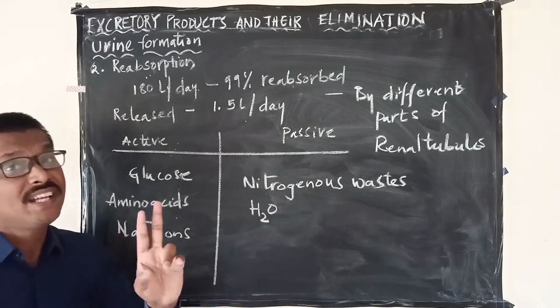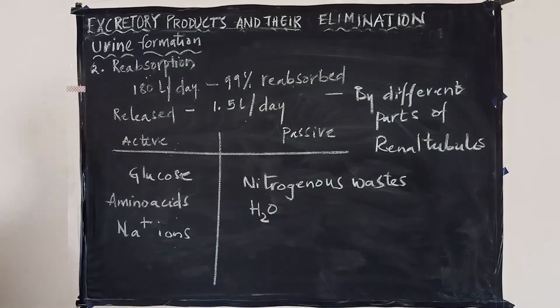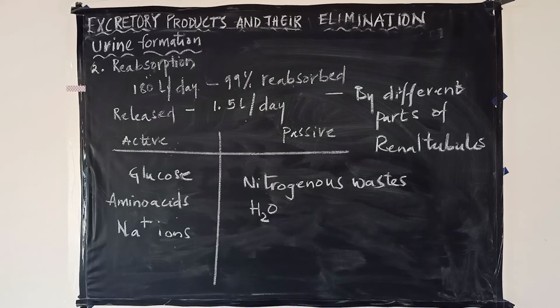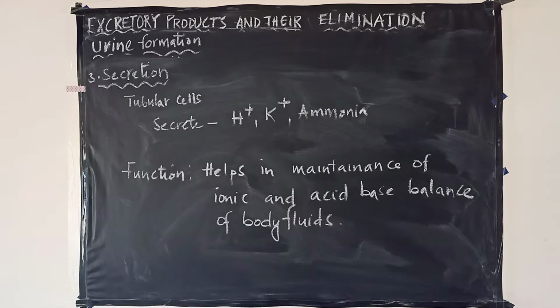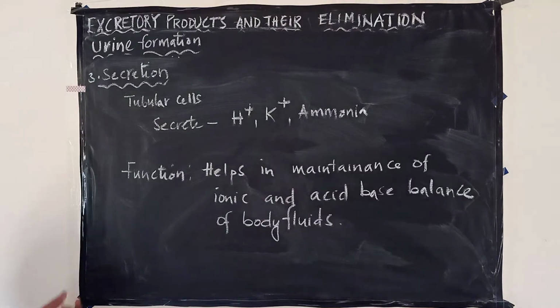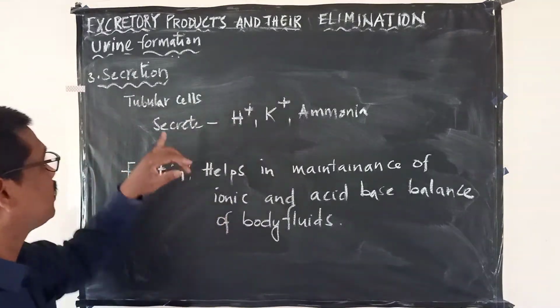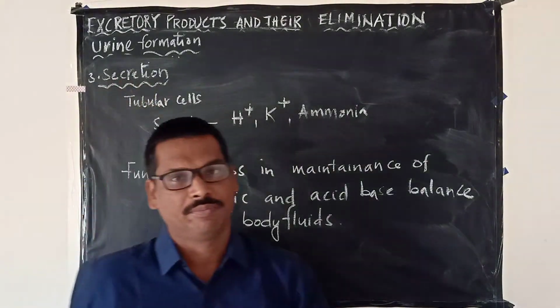And that is the second step in what? In the urine formation. So here we studied the second step in urine formation, that is called reabsorption. Now we will discuss the third step. Let us look at the third step, the last step in the formation of urine, called secretion.